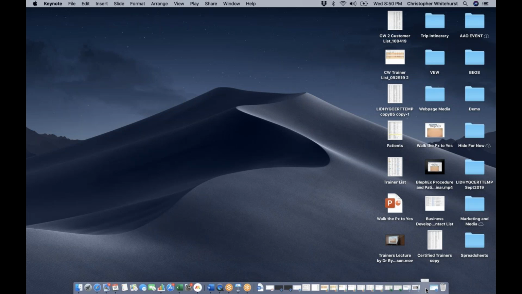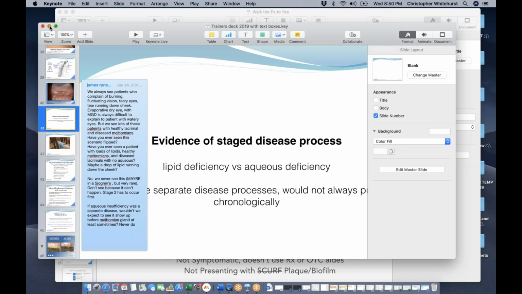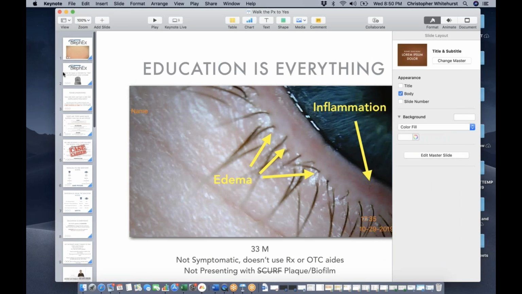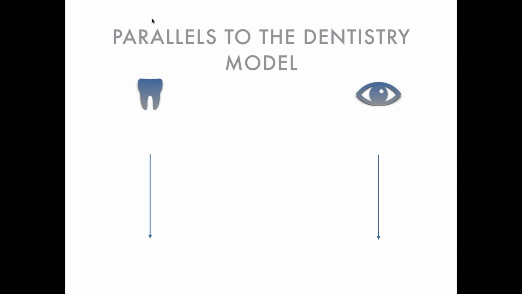I'll show you another slide real quick. This right here, you guys, parallels the dentistry model. So on the left, we're looking at the dental model. On the right, we're looking at the ocular model. So at the beginning, we have this formation of plaque or biofilm, interchangeable words. And if we allow this plaque or biofilm to exist over a long period of time, well, we develop gingivitis or blepharitis in the ocular model.